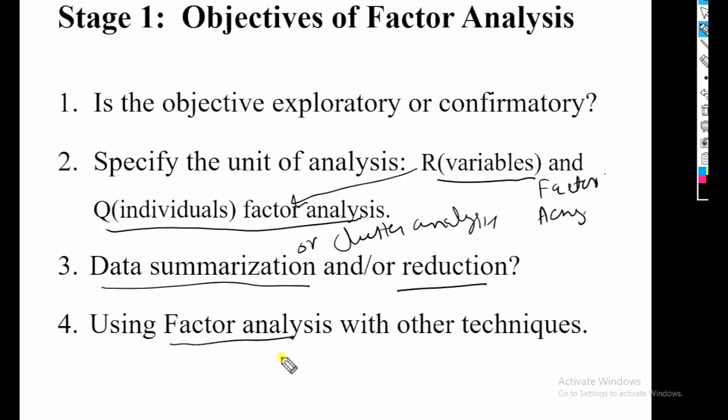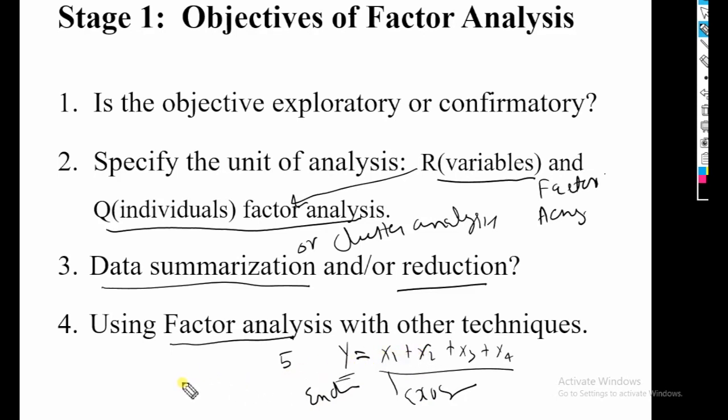For example, we obtained 5 factors. Further, we can use these factors in a dependence technique, where one is the dependent variable, and the others are x1 plus x2 plus x3 plus x4. These are other factors. All these x1, x2 are exogenous variables, and y is the endogenous variable. Then we can use these factors in multiple regression analysis, discriminant analysis, and other dependence techniques.